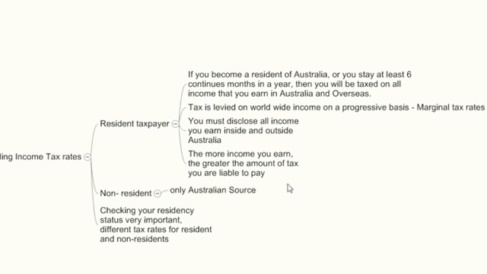The more income that you earn, the more tax that you pay. We all know that. If you are a non-resident, then you only have to pay tax on what you earn in Australia. So if you have a lot of income overseas, it can be better to classify yourself as a non-resident, because then you don't have to declare the income that you earn outside Australia. It depends case by case.